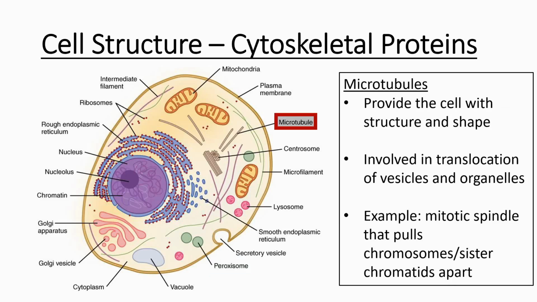Let's now turn to other structural proteins which are not organelles. So here we have microtubules, and they provide the cell with structure and shape. They are also involved in the translocation or the movement of vesicles and organelles, which can travel along the microtubules. An example of microtubules is the mitotic spindle, and this is something that pulls chromosomes or sister chromatids apart during cell division in stages like mitosis and meiosis.